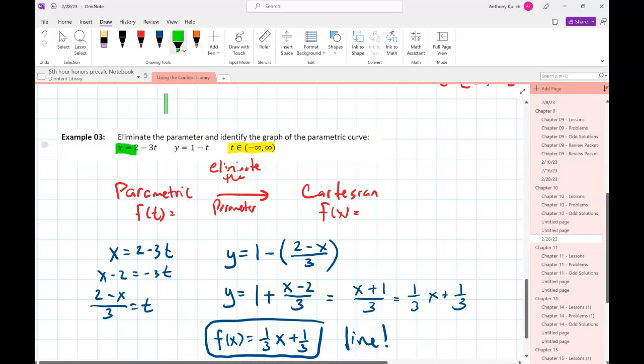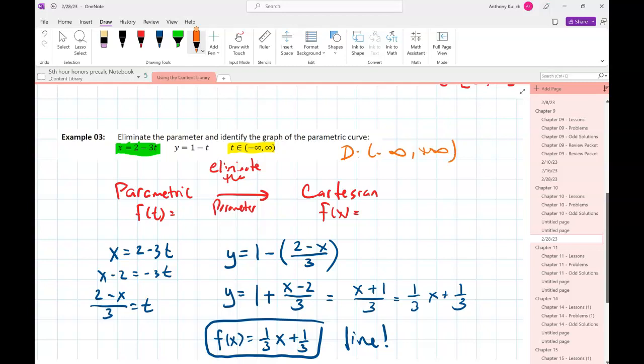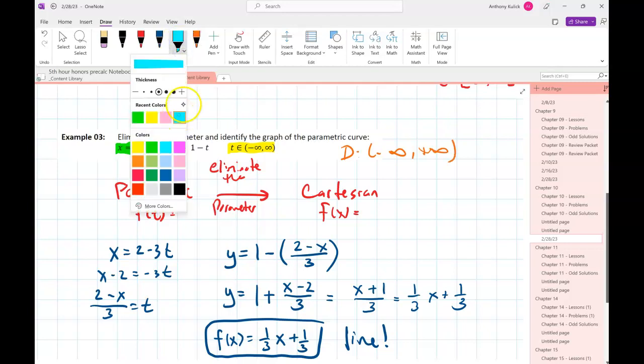What values of x can I have if I can input negative infinity to positive infinity to that equation? Negative infinity to positive infinity still, right? If I take anything and I just do a linear function to it, I can get anything back. Everybody agree with that? Okay. So the domain here is all real numbers. What if I look at the range?